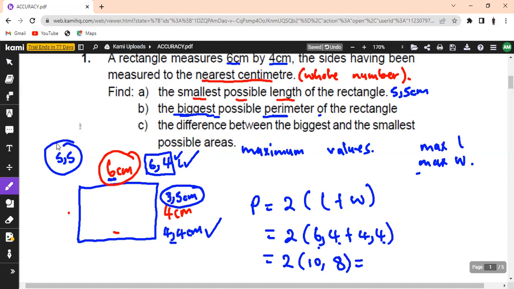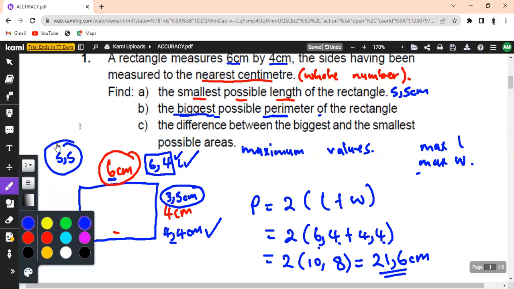And if you multiply 10.8 by 2, let me just use my calculator here. It's going to give us 21.6. So this is 21.6 centimeters. So take note, guys, what this part is actually asking us to do. All right. Then let's see the C part.